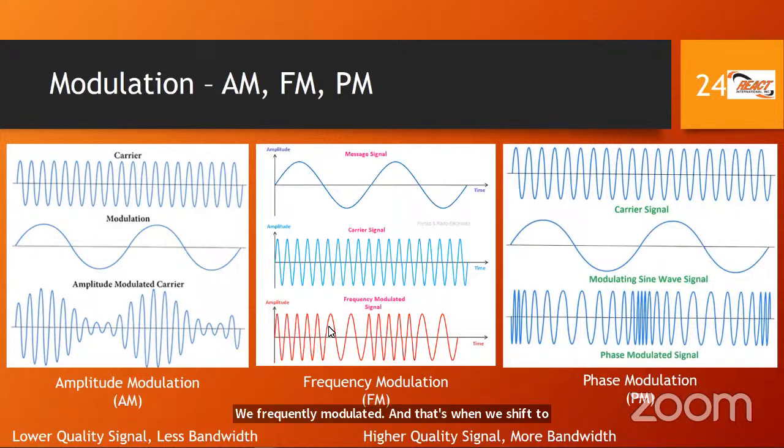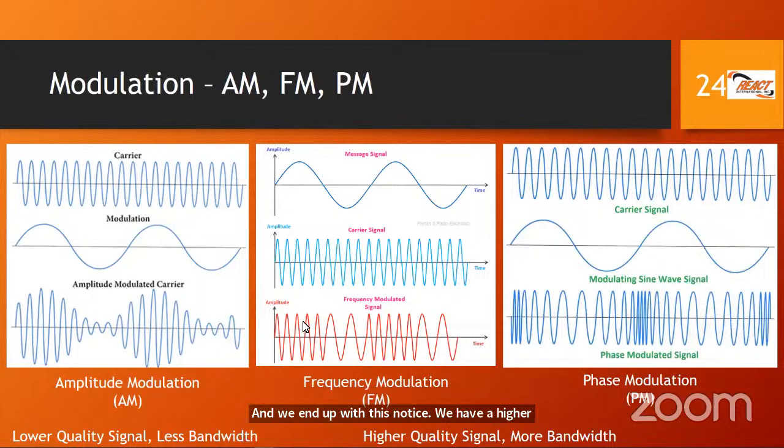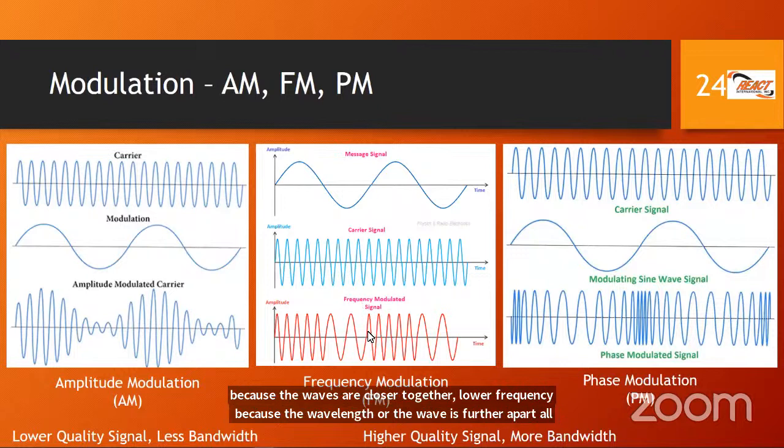Notice we have a higher frequency here, a lower frequency here. A higher frequency here, a lower frequency. Higher frequency because the waves are closer together. Lower frequency because the wavelength, or the wave, is further apart, all of these areas here. So this is frequency modulation.